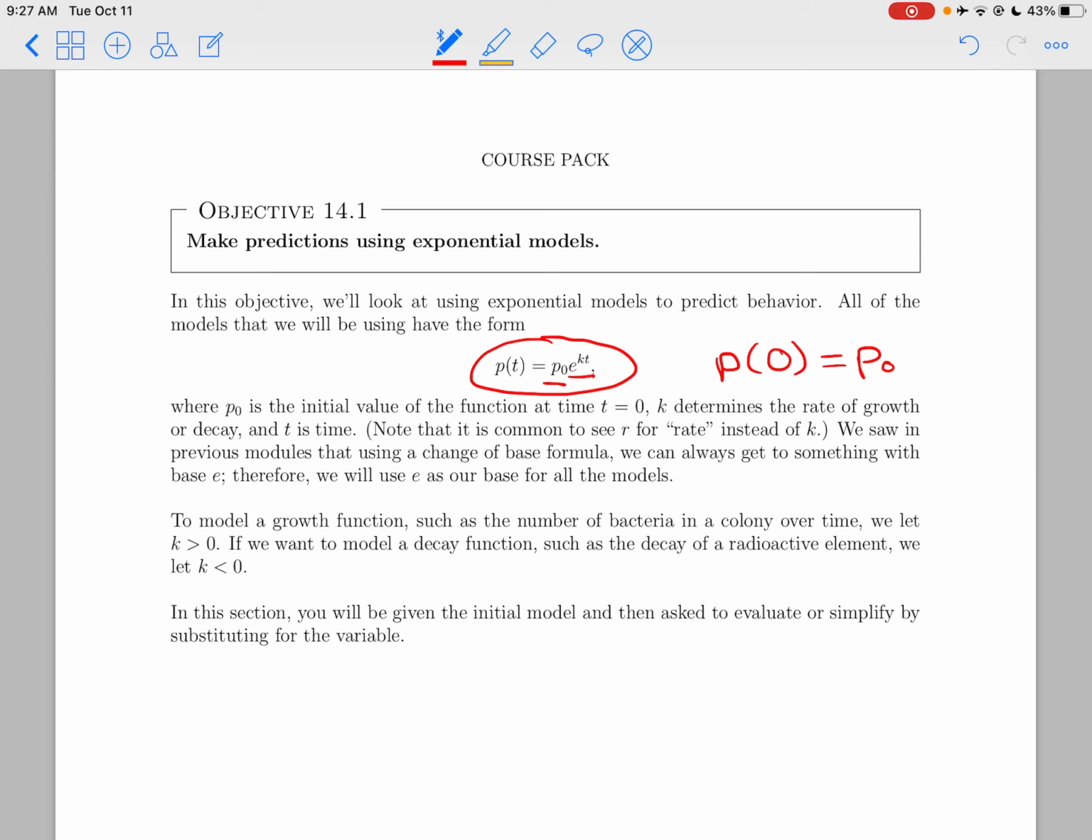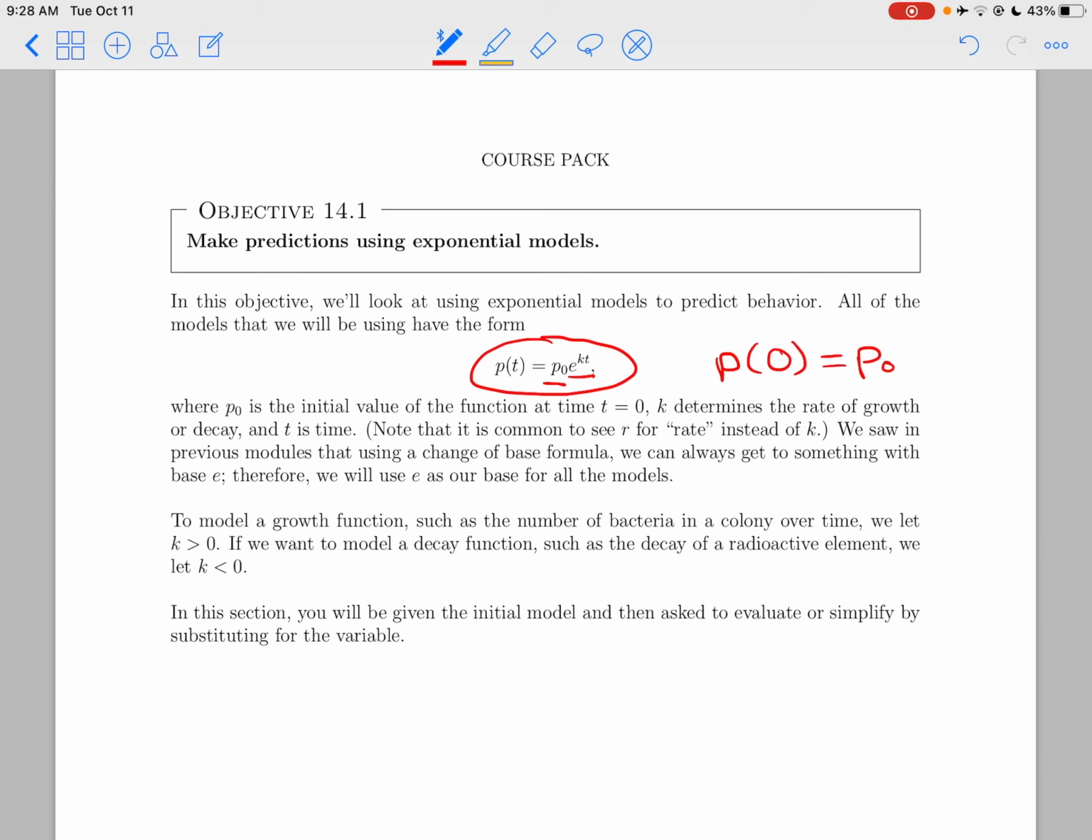K just determines the rate of growth. What we want to look at is whether k is positive or negative. If k is positive, then I end up with e to a positive power. That means it's going to get larger and larger as t gets larger and larger. So that means that I end up with this model where I have a growth function because it's going to get larger and larger as t grows.